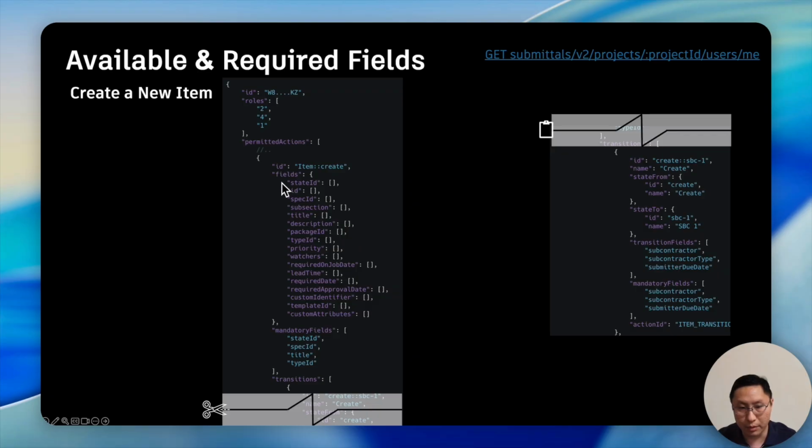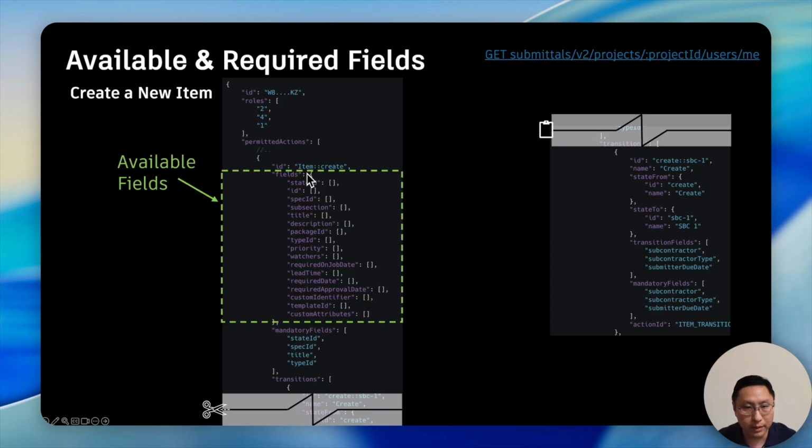While verifying the user permission, in the permitted actions, it also provides the field information. The green ones are the available fields, and the ones marked in red are required fields. We call them the mandatory fields.